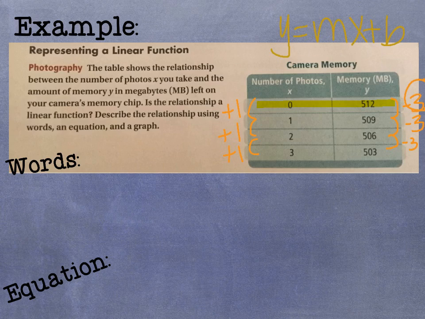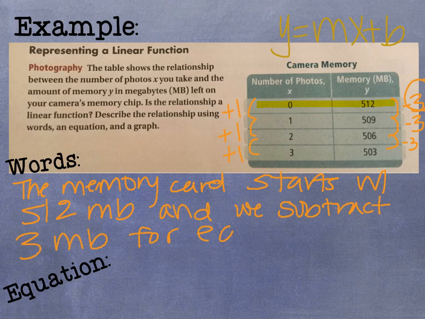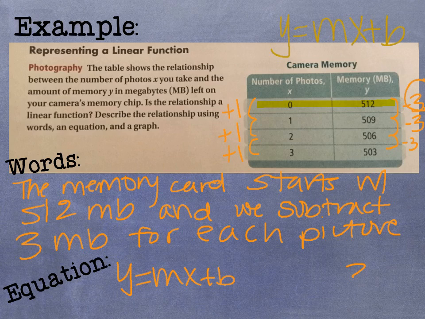So in our words, we're going to say the memory card starts with 512, and we subtract 3 MB for each picture. So think about how you would write that in equation in a y equals mx plus b form equation, and tell me what that equation would be off to the side.